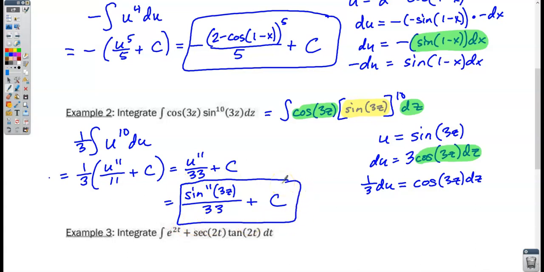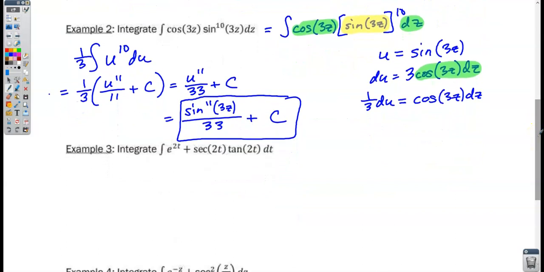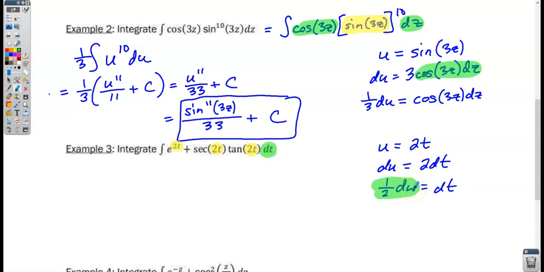All right, example 3. We have multiple terms in example 3. We're integrating e to the 2t plus secant of 2t tangent of 2t. Looking at these two terms, what's inside of both of these is just u equals 2t. And so I can replace all of those 2t's with u's. So du is 2 dt, and so 1/2 du is equal to dt. And so I can replace this dt with a 1/2 du.